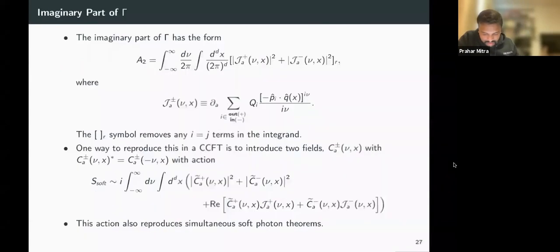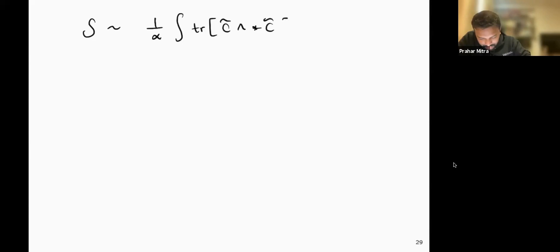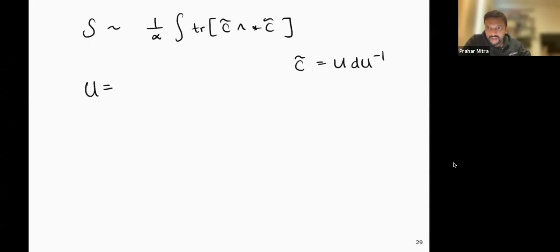So let me write it out here. The action that we're roughly saying is 1 over alpha, integral of trace of C tilde wedge star C tilde, something like that. That's the action, and the C tilde is U d U inverse. So I'm supposed to expand out this thing in powers of alpha. Because I have to give the kinetic term a canonical scale, I need to write U equal to e to the square root of alpha times phi, or times theta, if I want to use the same notation.